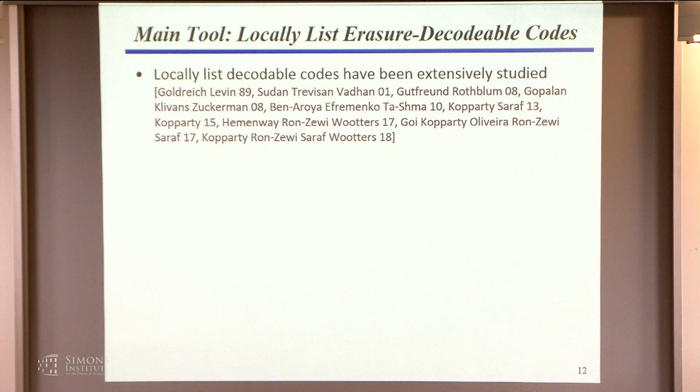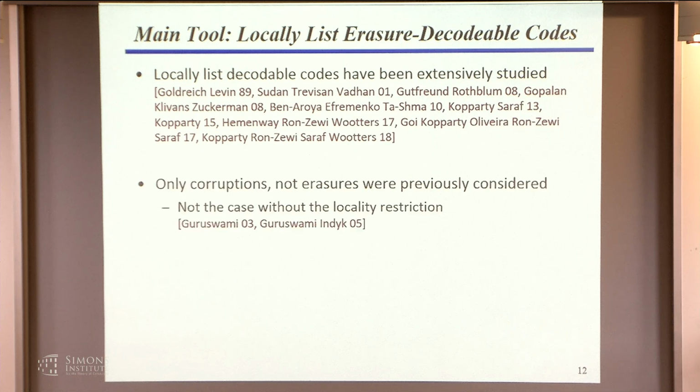Okay, so the main tool is locally list erasure decodable codes. I'm going to show you the separation, but let me just talk about this. Locally list decodable codes have been studied extensively. There are many papers, but when we decided we needed the same codes with erasures, to our surprise, we didn't find anything. With these two constraints, we wanted them to be local, which I'll explain, and we wanted them to be able to handle lists, to be able to output lists.